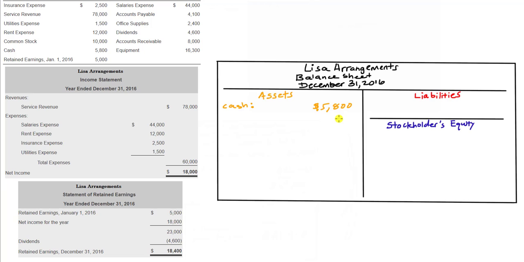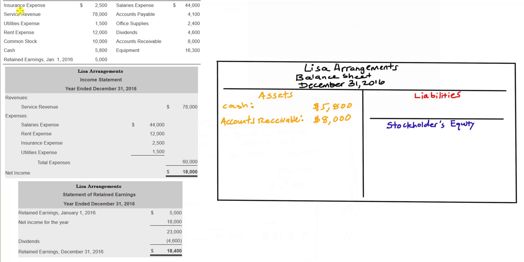Okay, the next most liquid asset is accounts receivable because we're going to be getting cash pretty soon. So how much of accounts receivable do we have as of this date? Okay, we have $8,000 in our accounts receivable account.